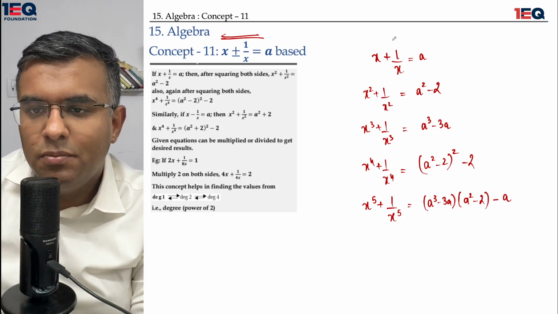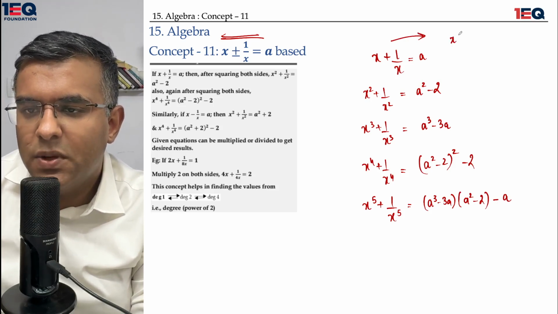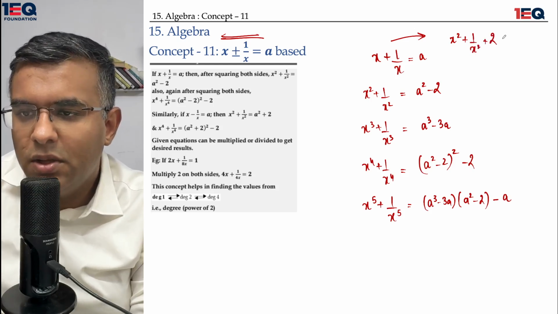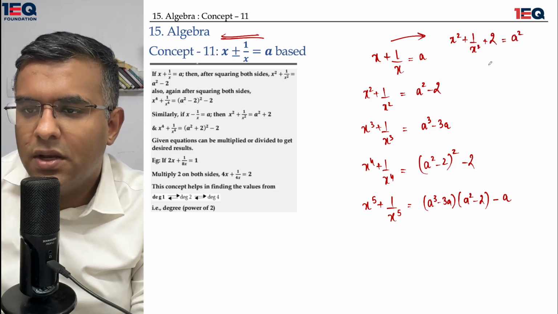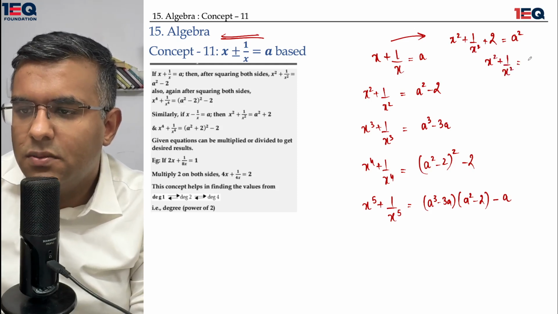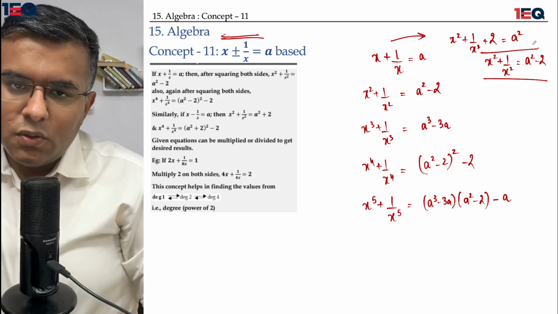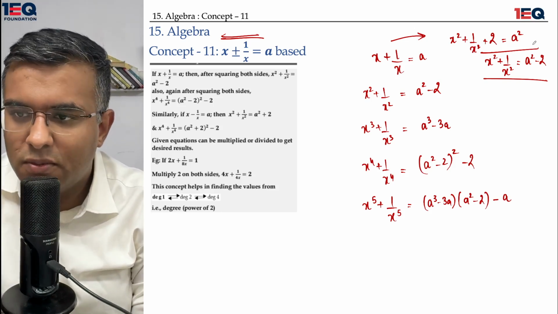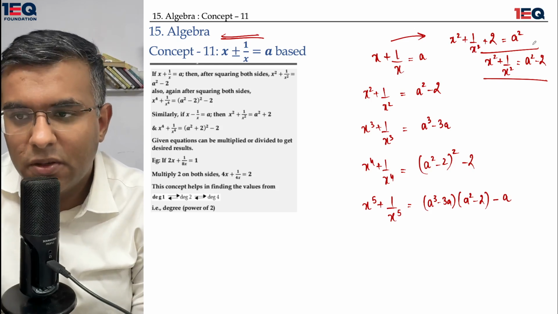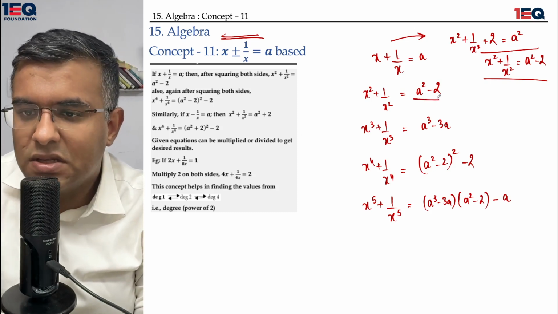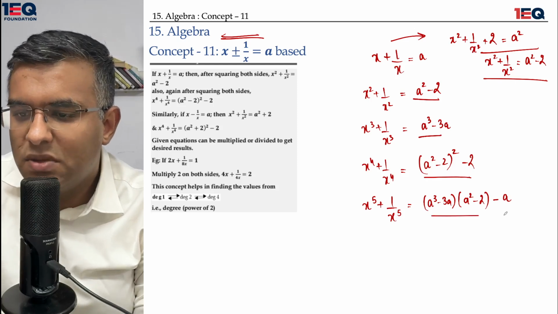And if you'd like to do them manually, then you can definitely square both sides. x square plus 1 by x square plus 2, which is equal to a square. Then you can say that x square plus 1 upon x square is equal to a square minus 2. I hope you are able to understand whatever I've talked about very well. Now, these are the formulas which you must learn by heart.